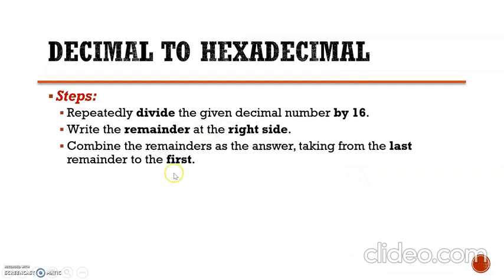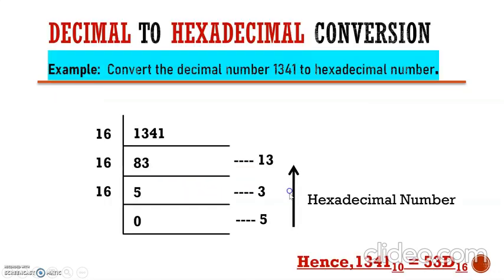Now the next thing is to convert from decimal to hexadecimal. The step is quite similar, because the first thing is you have to repeatedly divide the given decimal number by 16. Why by 16? Because the destination base is hexadecimal. And then the second step is the same. You have to write the remainder at the right side, and then you have to combine the remainders as the answer, taking from the last remainder to the first remainder.